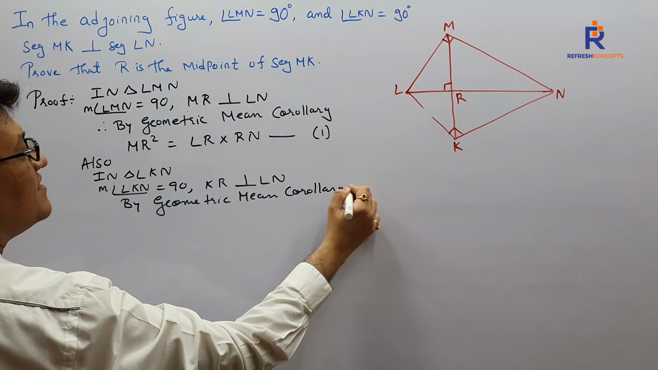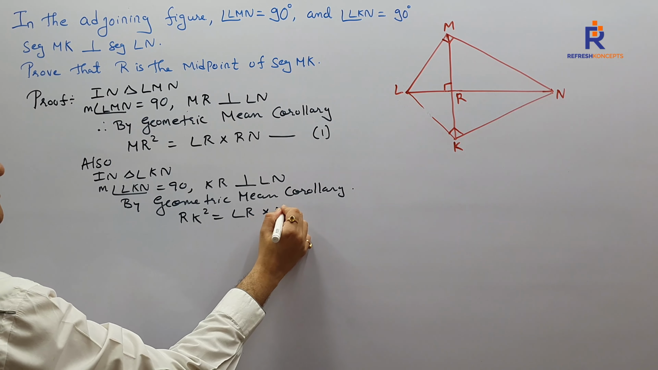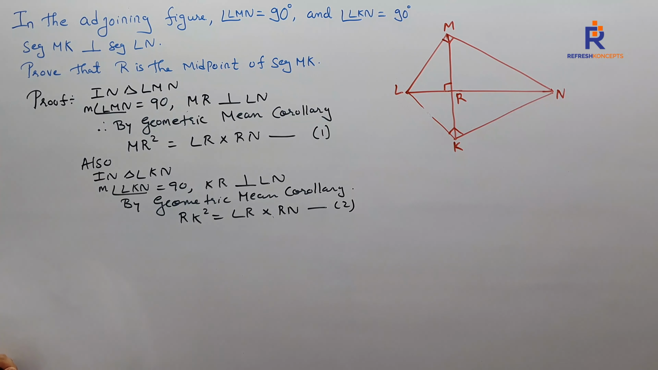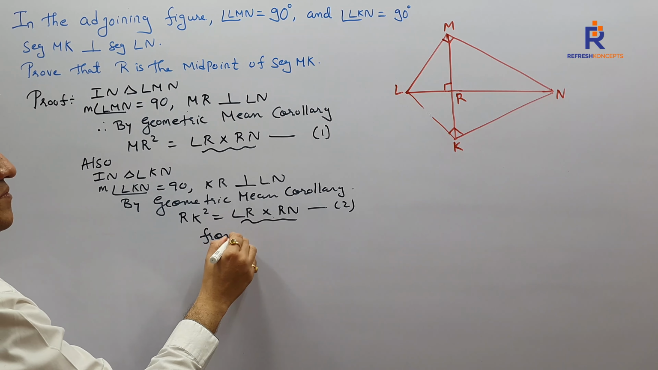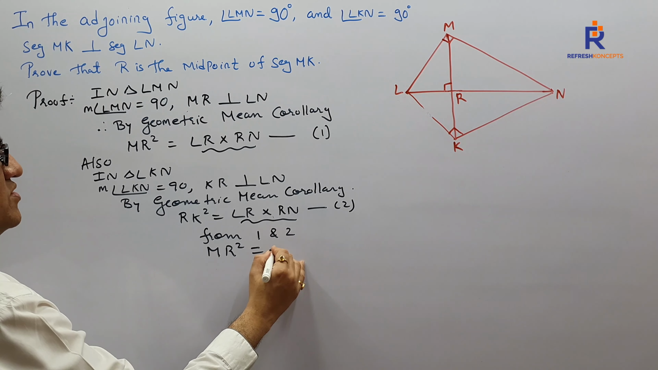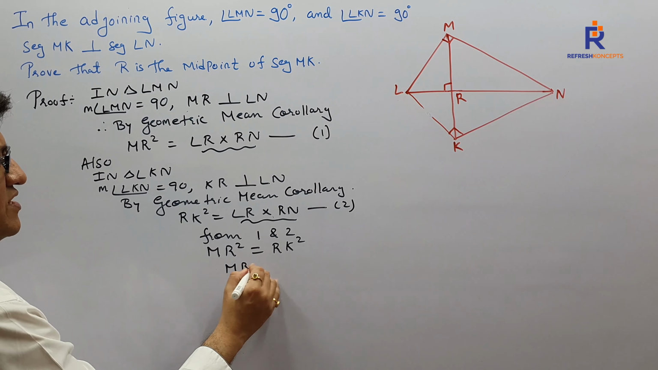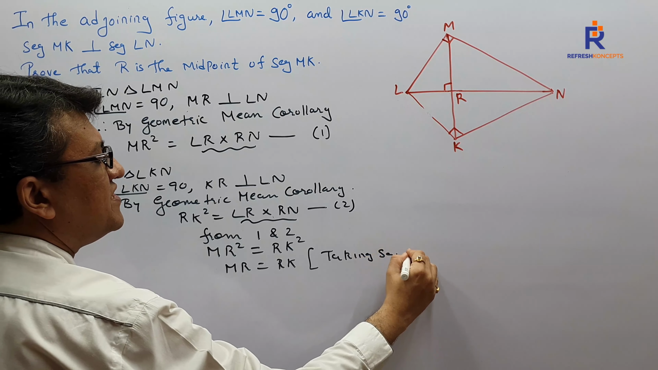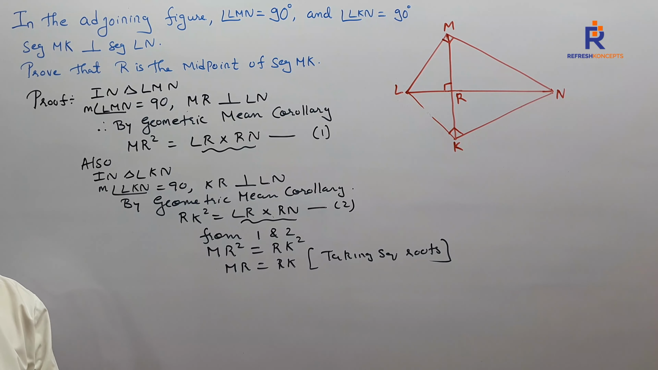children, what shall I say? It is RK square is equal to LR into RN. Equation 2. What do I see from 1 and 2? The RHS is the same. So from 1 and 2, RHS is the same. Shall I say LHS is the same? MR square is equal to RK square. Taking square roots, MR is equal to RK. If MR is equal to RK, what shall I say? R is a midpoint. That's the final line. MR is equal to RK.